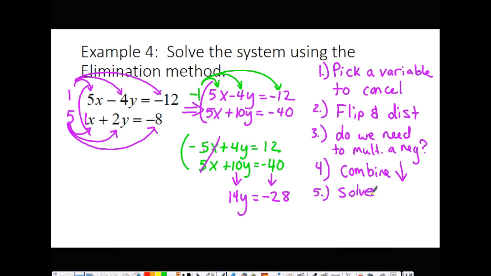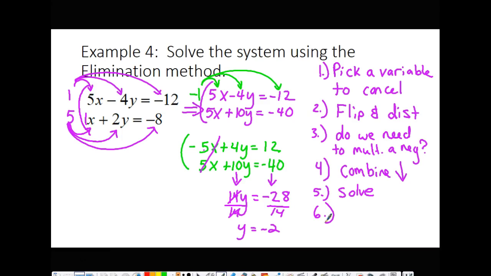Okay, so at that point, I would just divide by 14. And once again, I'm being nice. I'm giving you nice numbers. But could this come out to be an ugly, nasty fraction? It could. So what do you think we're going to do in step 6? Just plug it in and find the x, right?